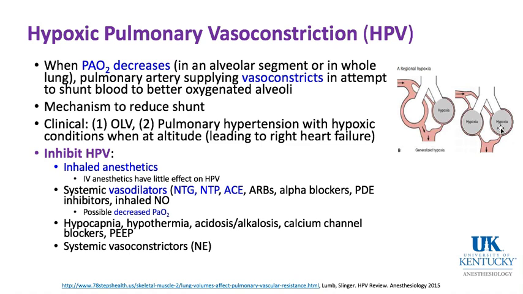Systemic vasodilators like nitroglycerin, nitroprusside, even ACE inhibitors, and other drugs that vasodilate can decrease HPV. That is, they could vasodilate these constricted blood vessels that should be constricted next to an alveolus that doesn't have much oxygen in it, and can decrease PaO2. In fact, if you start a nitroglycerin infusion in someone and their PaO2 drops, this may be the mechanism of why their PaO2 dropped. You've blocked hypoxic pulmonary vasoconstriction and reduced normal shunt.